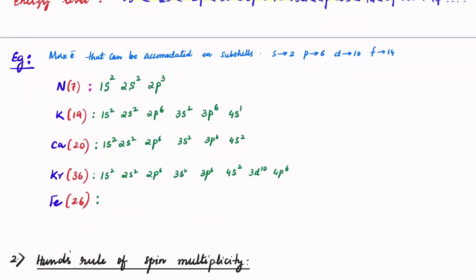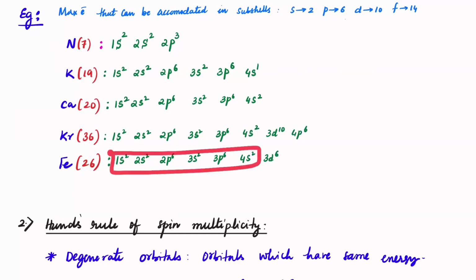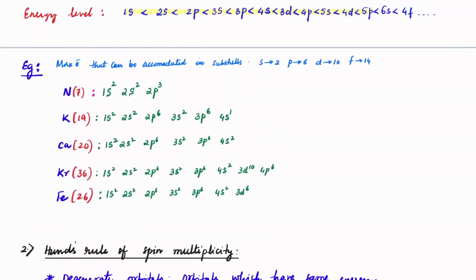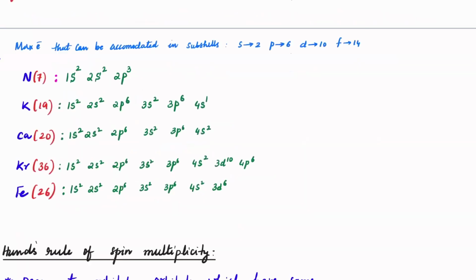What is iron? It is 1s2, 2s2, 2p6, 3s2, 3p6, 4s2, and 3d6. Because up to this, we know that 20 electrons are done. So the rest of the 6 we can accommodate in 3d. This is the way we write the configuration. Got it?